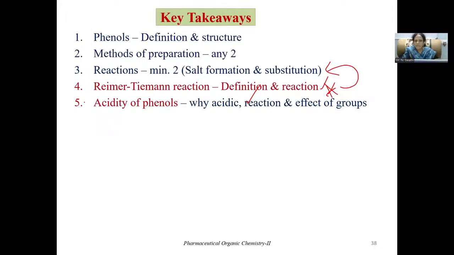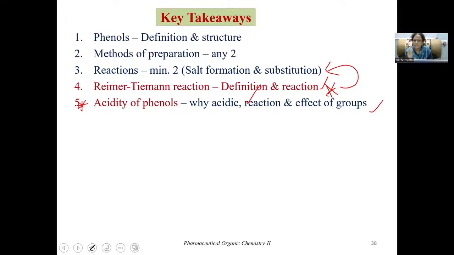And the next very, very important topic is acidity of phenols. I have already discussed the key points under acidity: why phenols are acidic in nature, and that single line reaction. You just mention that stability of the formed phenoxide ion is important. And you write the 2 reactions at the end, whatever I have shown under acidity, the effect of groups, that is electron donating group and electron withdrawing group.